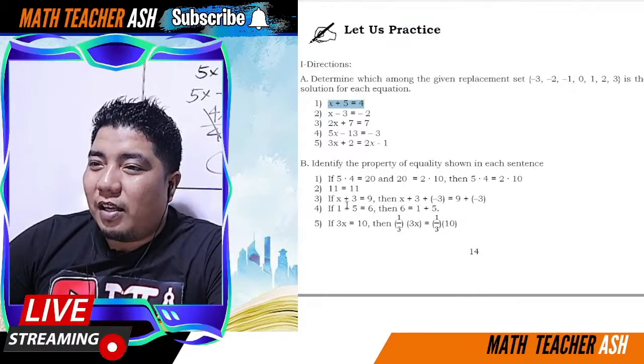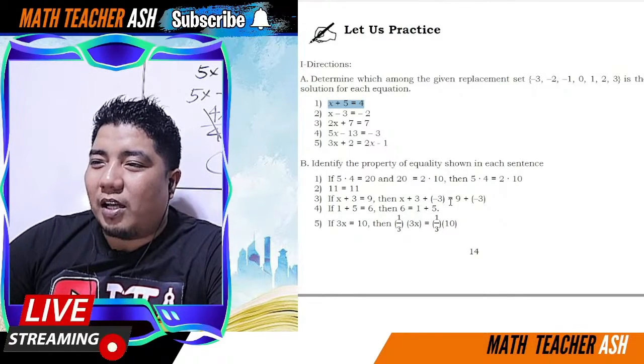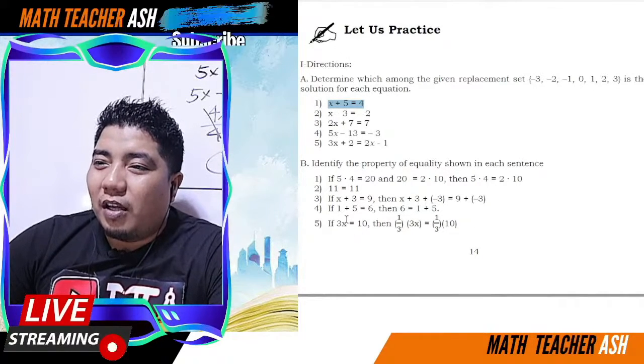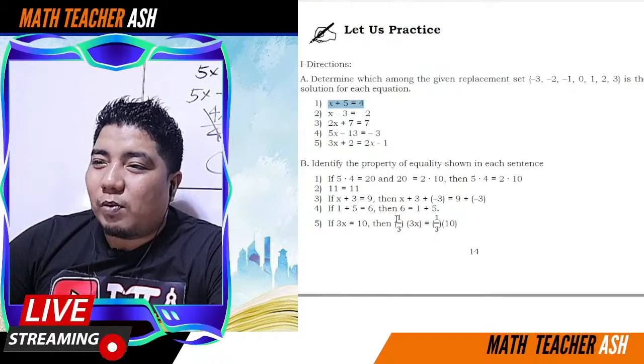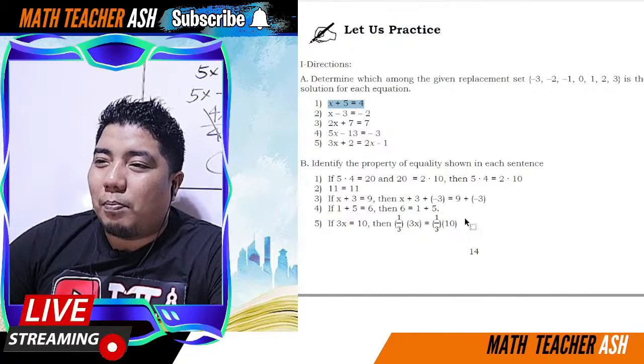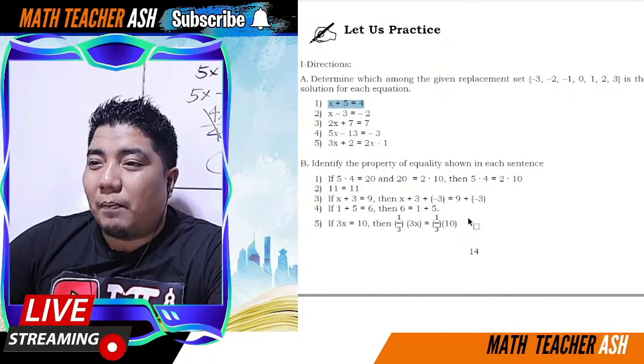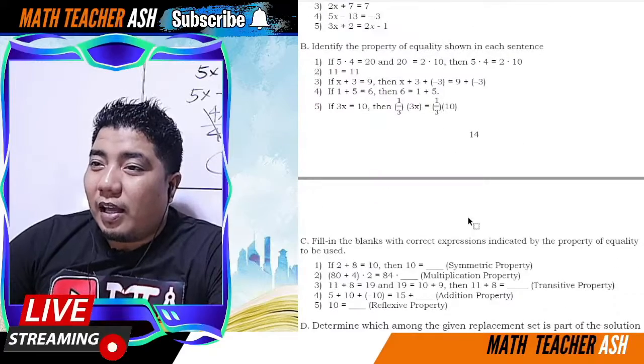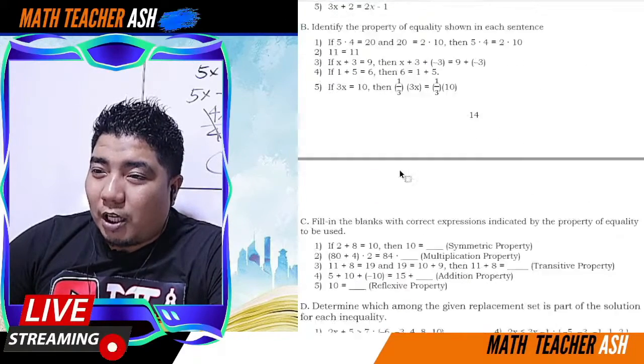Yan. X plus 3 is equal to 9 and x plus 3, ito, addition na ito. 1 plus 5 is equal to 6. 6 is equal to 1 plus 5. Ito, symmetry. Okay. So, same goes, multiplication.